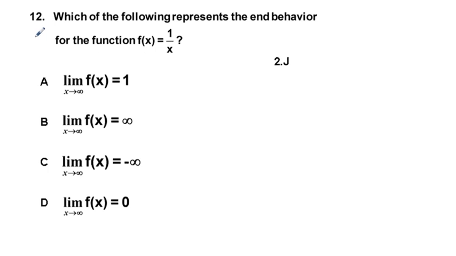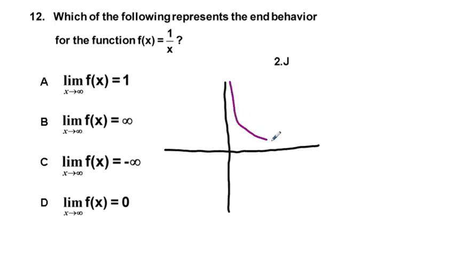12. Which of the following represents the end behavior for the function f of x equals 1 over x? So we've got a lot of problems in here about this. That should be easy to graph. If you graph this function f of x equals 1 over x, the function's going to look like this as you go towards positive infinity. In fact, all these answer choices here are as x approaches infinity.